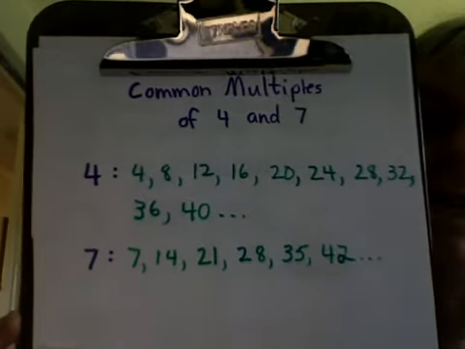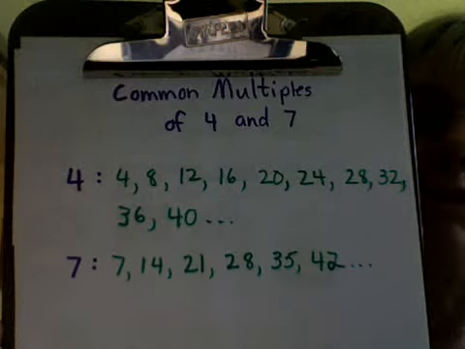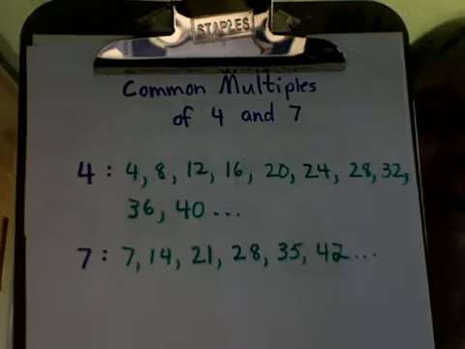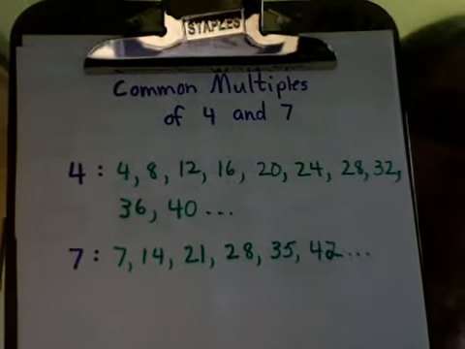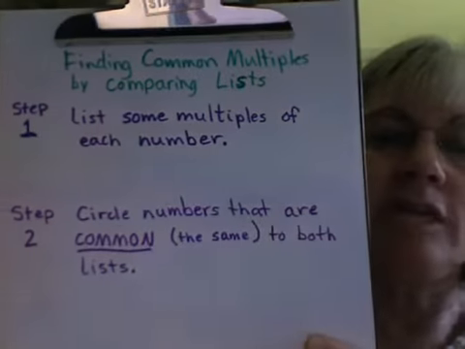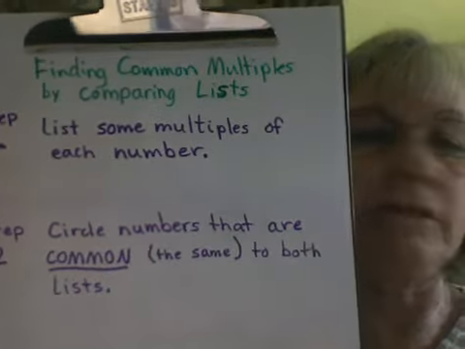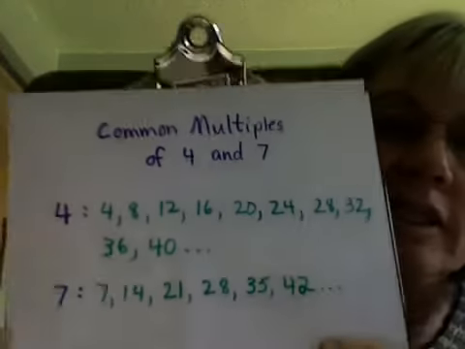Now we've got enough multiples in our list to see if there are any in common. Check both lists and see; that's where we get the word common from. Is there a common number that is both a multiple of 4 and a multiple of 7? As you're thinking about that, I'll remind you that step 2 for finding the common multiples of two numbers is to circle any numbers that are common or the same in both lists.